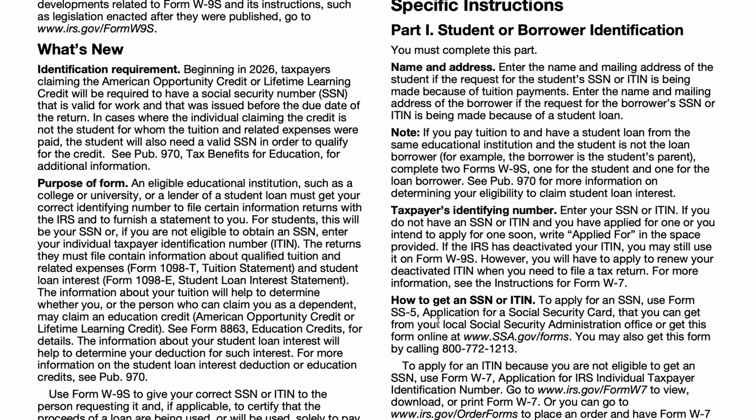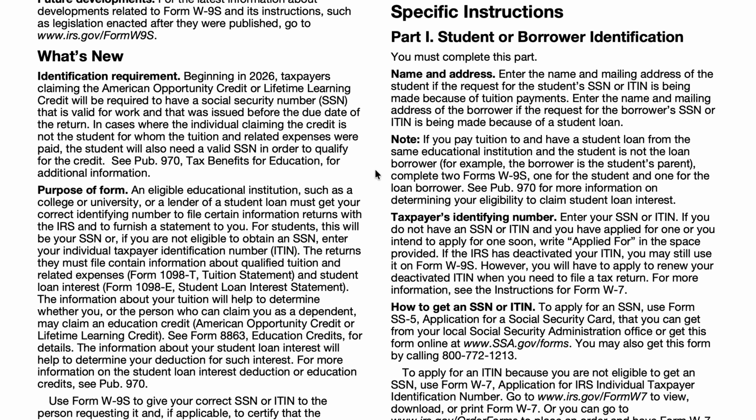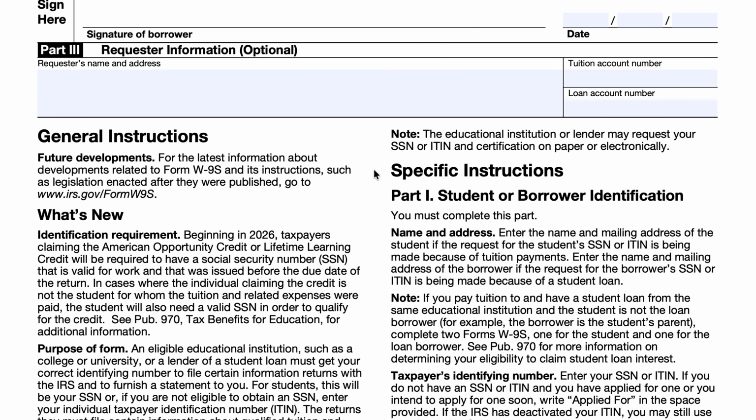Another thing, beginning in 2026, taxpayers that are claiming either the American Opportunity Tax Credit or the Lifetime Learning Credit on IRS Form 8863 must have a valid Social Security number. In the past, there would be certain cases where you may be eligible for a credit with an ITIN, and that is no more. Now you must have a Social Security number.